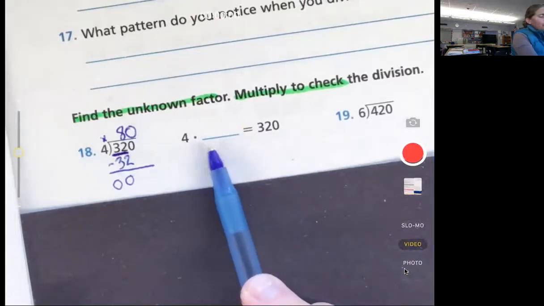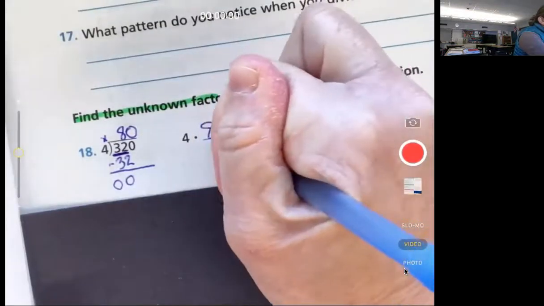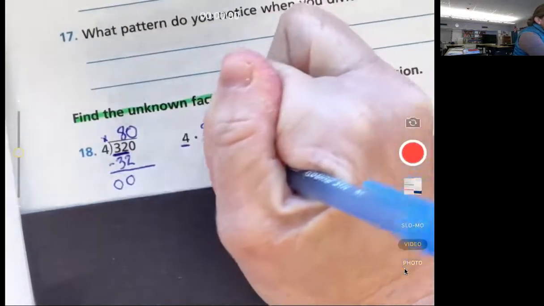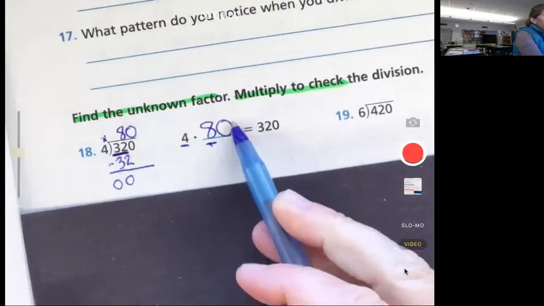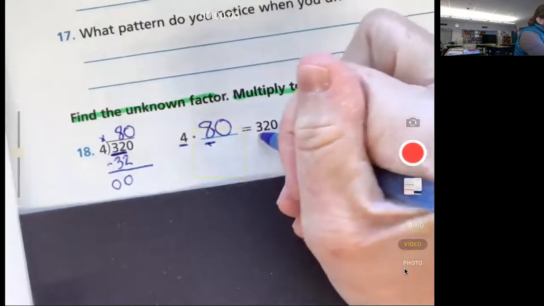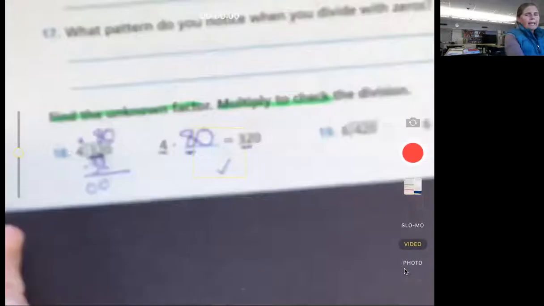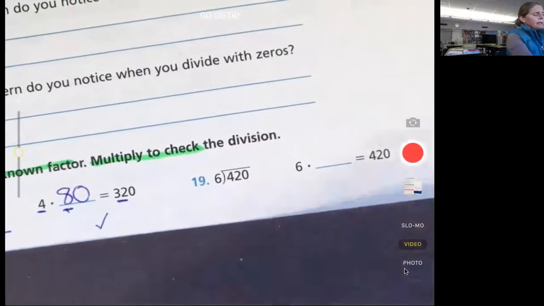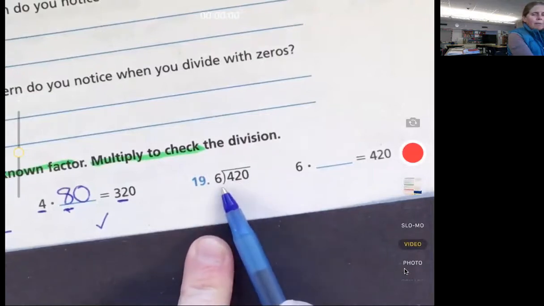So as I make my multiplication equation, 4 times 80 equals 320. And I can check that by putting the whole numbers. I know 4 times 8 is 32, and there's 1 zero for that 10. Okay? So this is how I would check myself. Let's try one more together, just so we can get an idea, just kind of feeling out these zeros, right? Here it is, number 19, 420 divided by 6.